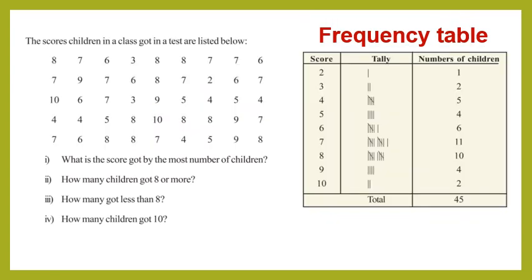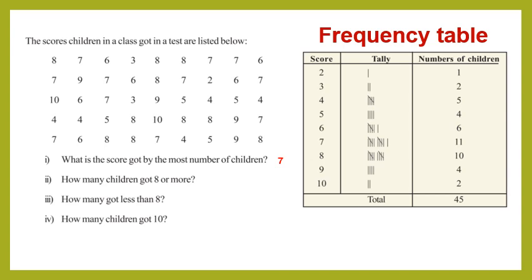This is also the same table we made before. Now it is easy to answer all the questions above. See the first question. What is the score got by the most number of children? Here the most number of children is 11. So its score is 7. So the answer is 7.